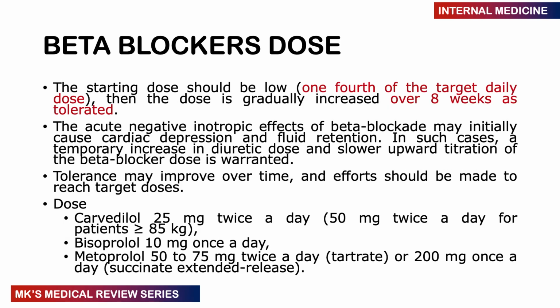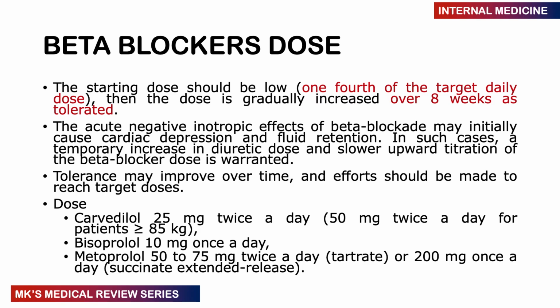in atrial fibrillation. Generally with our dose, we should start off low, at 1/4 of the target daily dose. Then the dose is gradually increased over 8 hours as the patient can tolerate. The acute negative inotropic effect of the beta blockade may sometimes initially cause cardiac depression and fluid retention. So we avoid these in the acute phase. In these cases, generally we're going to increase the amount of diuretic that we're giving, then we slowly up-titrate the beta blocker whenever necessary. Tolerance may actually improve over time, and efforts should be made to reach the target doses.